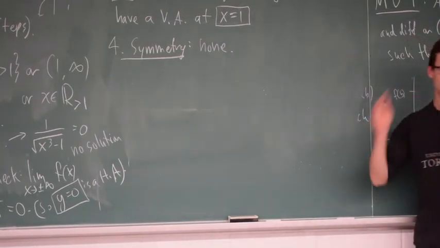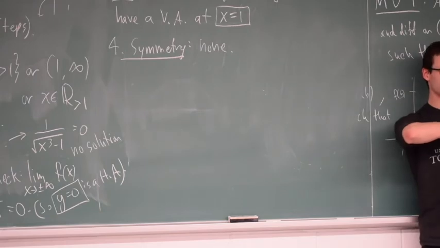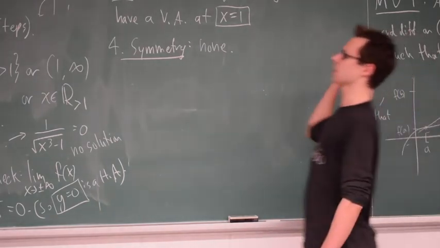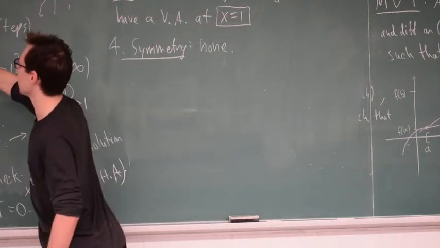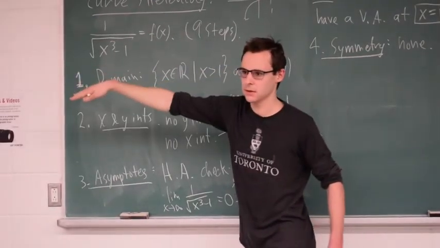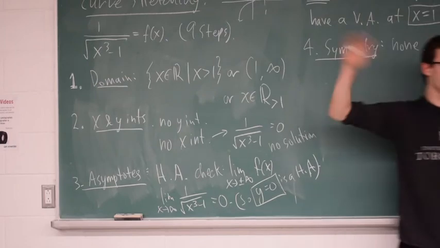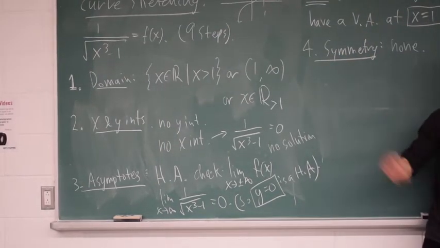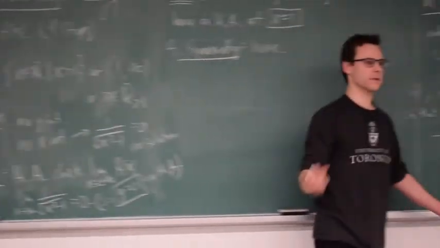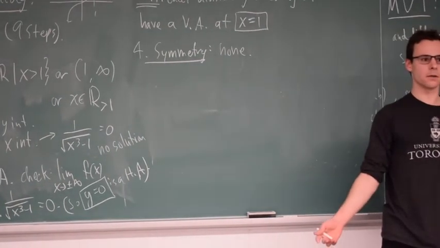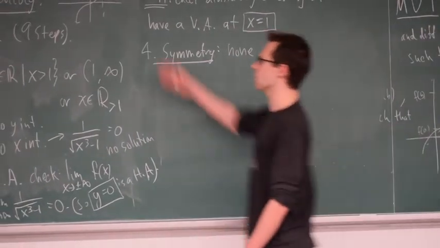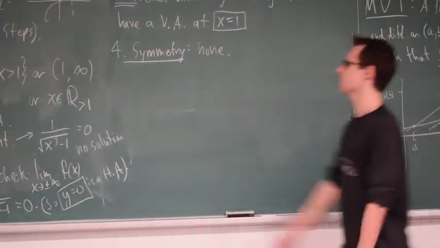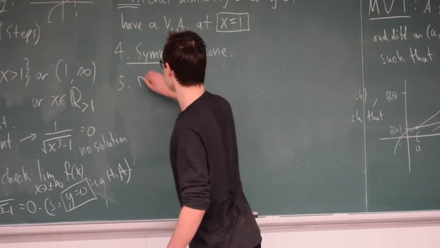How do you check for symmetry? You sub in negative x for x, and you figure out what you get. If you sub in negative x and you end up getting the same thing, then the function's even. If you end up getting the negative of the function, then the function's odd. How do I know there's no symmetry here before even subbing anything in? The domain, exactly. We don't even go past 0, so how can there be symmetry? So there's none. Okay, step 5, derivative.